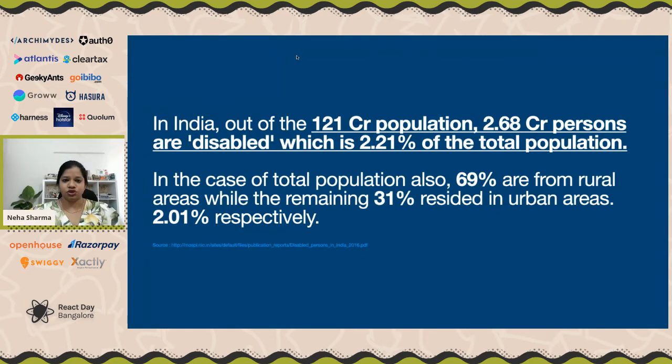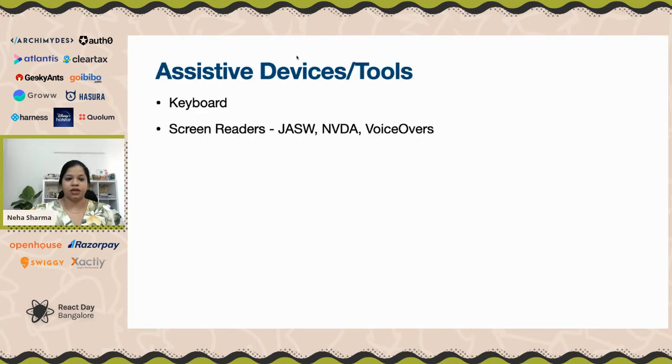And one of the most important things which I repeat in every talk: the web by default was accessible, is accessible. The first ever website created is still accessible. So what is happening? Somewhere we web creators are breaking accessibility on the web. When I say assistive devices or tools, there are a few tools which disabled people use. I just mentioned two, keyboard and screen readers, but there are others also.